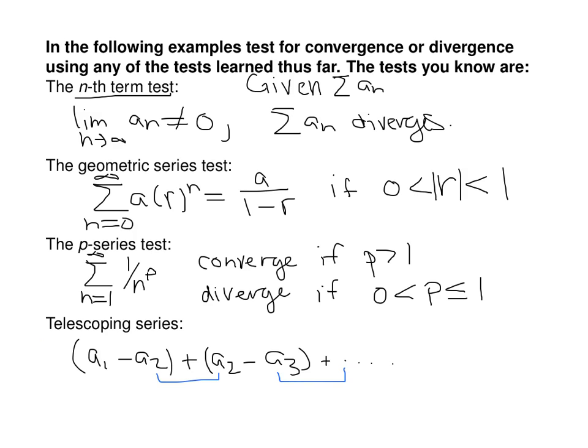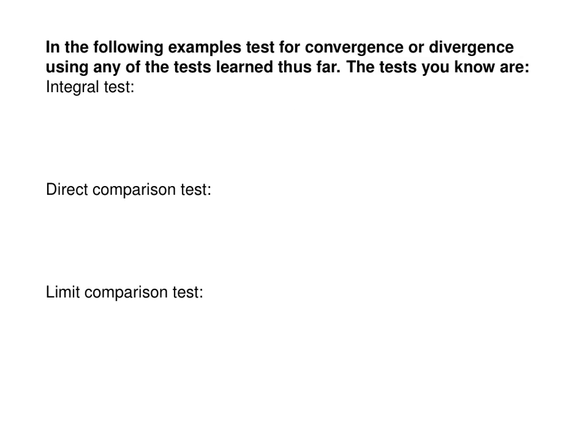In the case of the telescoping series and the geometric series, you can actually figure out what the sum is. Next we have the integral test. You have to have a function f that is continuous, positive, and decreasing. If those three conditions are not met, you cannot apply the integral test.